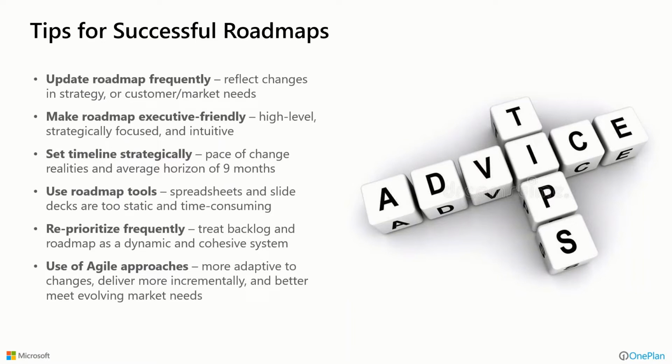Now, some tips for successful roadmaps. One is it's not a static document. It's something that needs to be updated frequently, and it should reflect changes in the strategy. As your leadership changes strategy, your roadmap should be adjusted. Or as you see the landscape or the market changing and the customer market needs change, you must update the roadmap to reflect that if you want to be successful and relevant. The roadmap should also be executive friendly, high level enough and strategically focused, yet intuitive to tell a picture and a story that is easily understood.